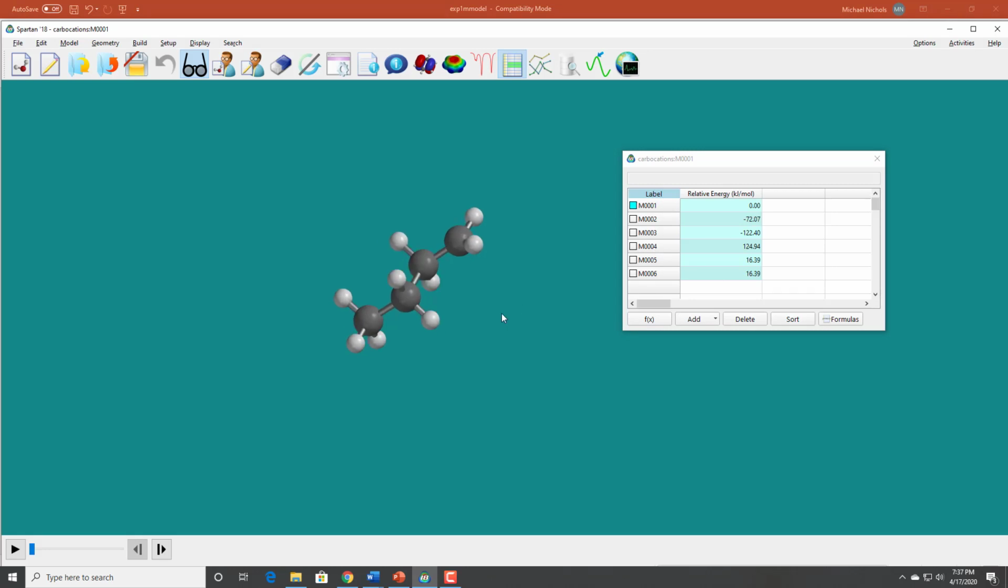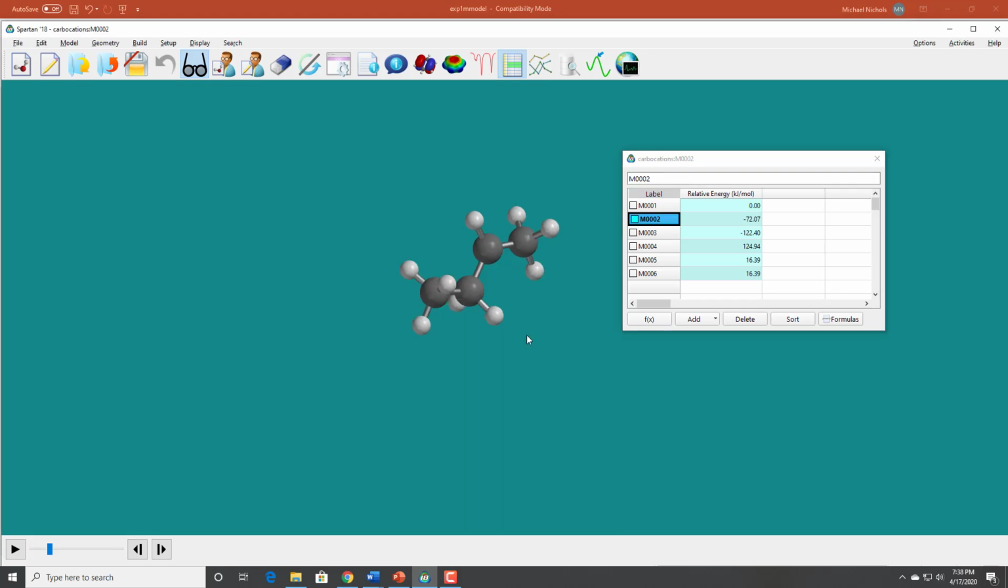So this primary carbocation of butane is 0 kilojoules per mole. Molecule number 2 is the secondary carbocation. It is minus 72.07.